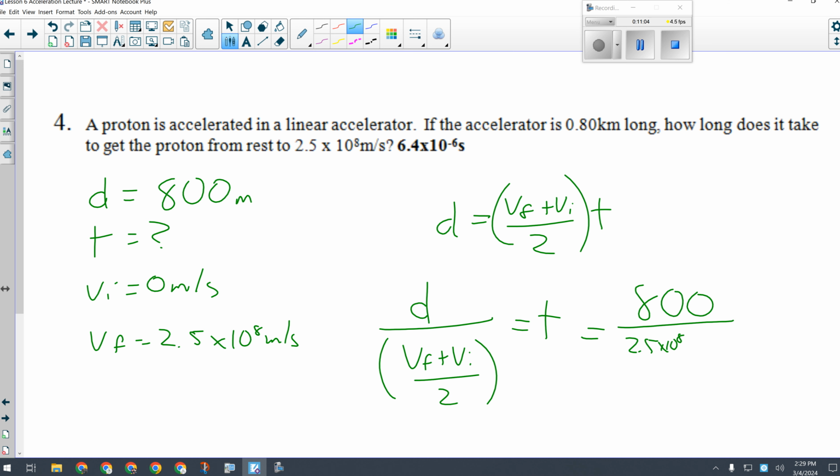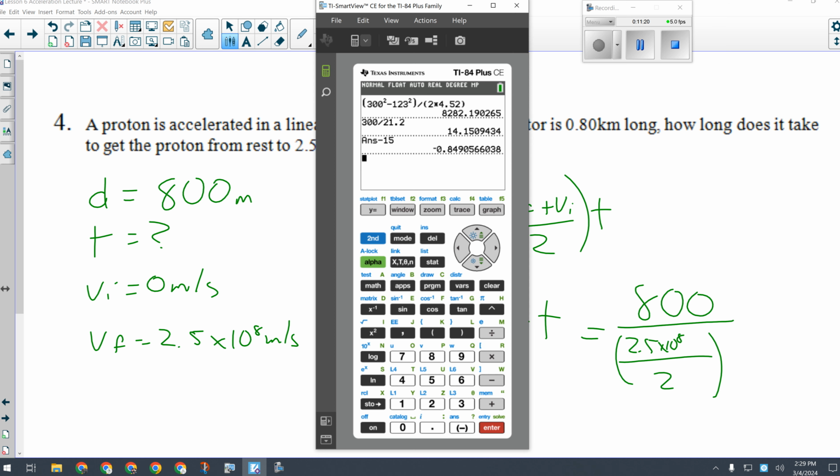So when I plug in my numbers, that's going to be 800 divided by 2.5 times 10 to the 8, plus 0, divided by 2. Okay, with me so far? Okay. Is this a very big amount of time? It's a very small amount of time. Okay, so let's just make sure we get that number. So 800 divided by, and then we'll have in bracket 2.5 E8 divided by 2. Okay, 6.4 times 10 to the minus 6 seconds.